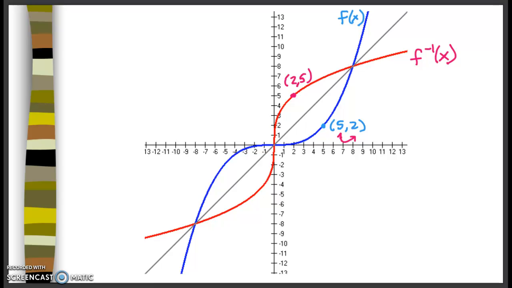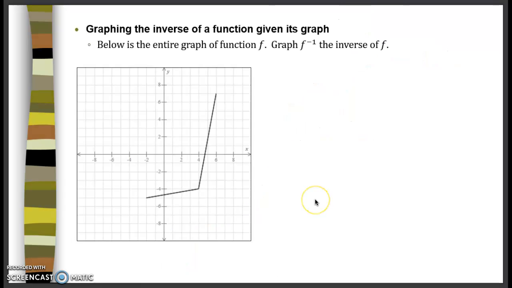Okay, so now let's talk about when we are given a graph, how to graph an inverse function. So we're given the entire graph of the function f, and we're told to graph the inverse. Okay, so we know with functions and their inverses that they're going to reflect across the line y equals x. So here's my line, y equals x.